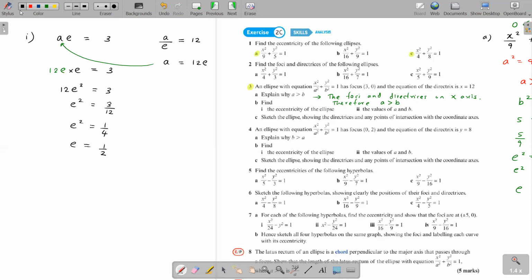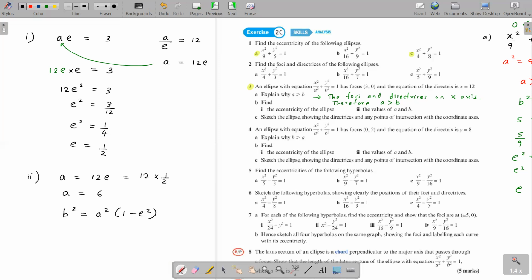Part 2, the values of a and b. If e equals half, and a is 12e, replacing e with half, I get a equals 6. And how do we get the b value? We use the equation b squared equals a squared (1 minus e squared), since a is greater than b. You must use this equation.